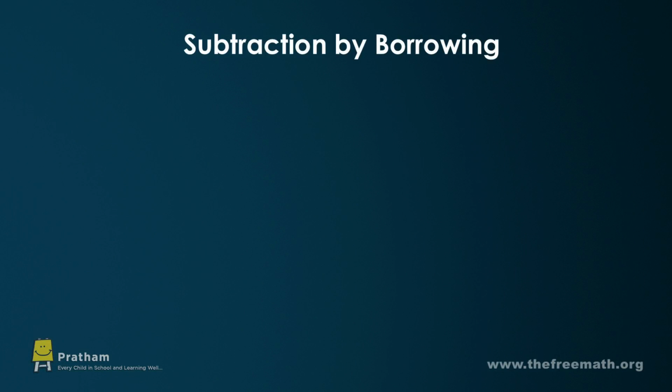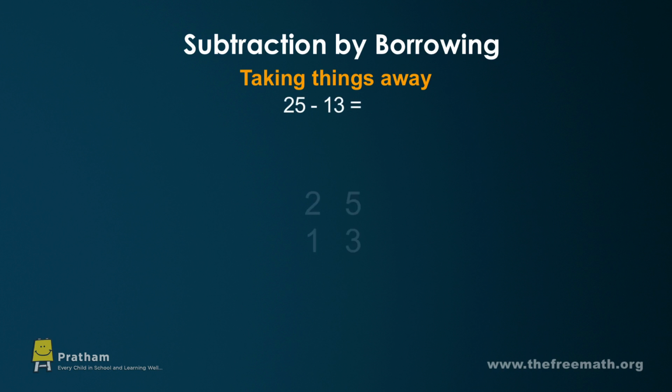Let's see subtraction by borrowing. We know that subtraction means taking things away, reducing things. Let's start with a simple subtraction: 25 minus 13. So when we do subtraction, we write numbers one below the other and we make sure that we line up the columns.